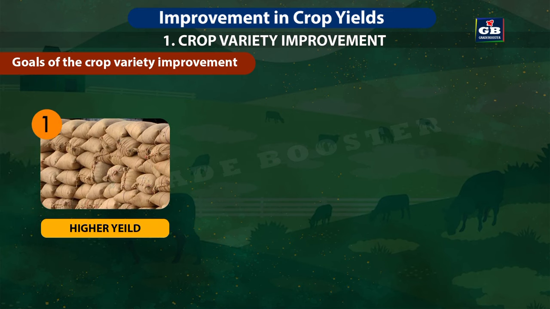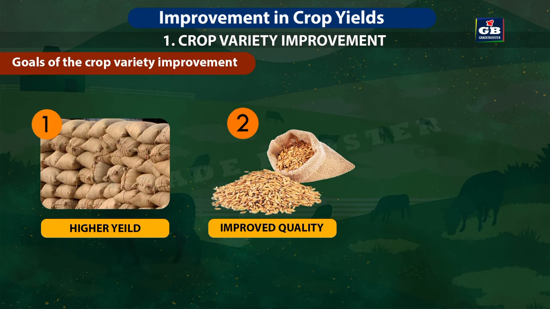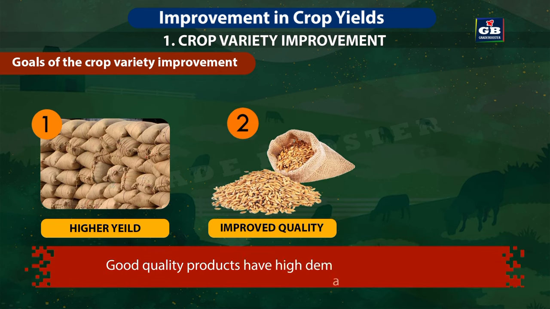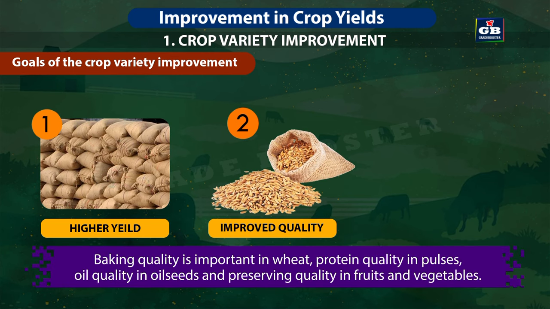1. Higher yield, to get more produce from the same area of land. 2. Improved quality. Good quality products have high demand in the markets. For example, baking quality is important in wheat, protein quality in pulses, oil quality in oil seeds, and preserving quality in fruits and vegetables. So, the varieties with these qualities are more profitable to the farmers.